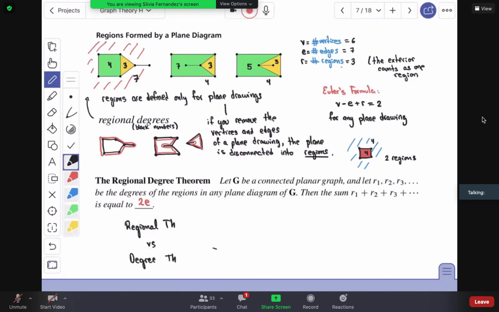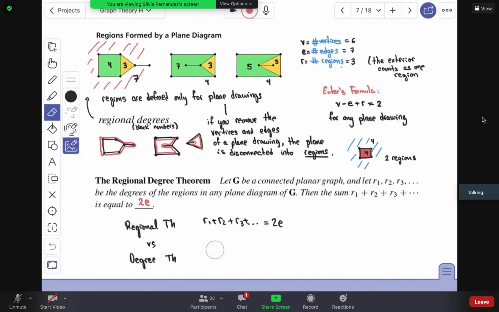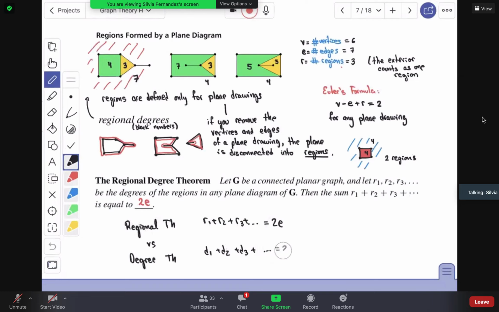This one is the sum of the regional degrees. I don't know how many we have, right? So I'll just leave it open. So the sum of the regional degrees equals twice the number of edges. And the sum of the degrees is also twice the number of edges.